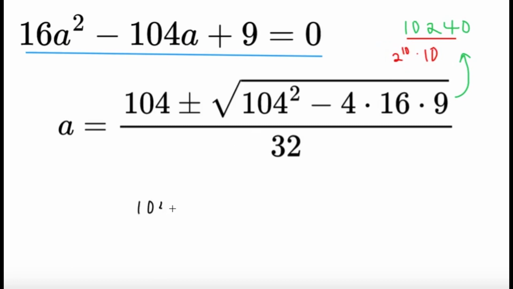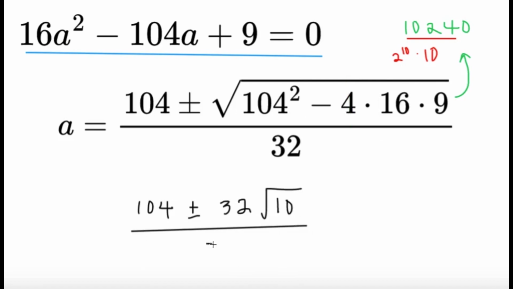So 104 plus minus the square root of 2 raised to 10 times 10. That's going to become 32, because that's 2 raised to 5, out of the square root, and then just 10 in the middle, inside the square root, and divided by 32. So that's the possible values for a. And let's write it in the format m over n minus square root k. So apparently we're going to disregard the negative root. We're going to see in a while why.